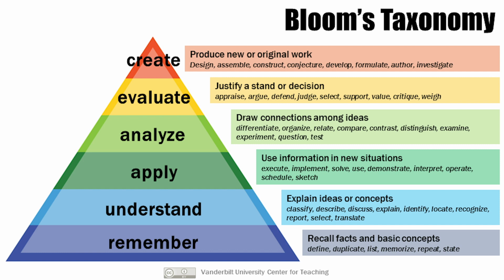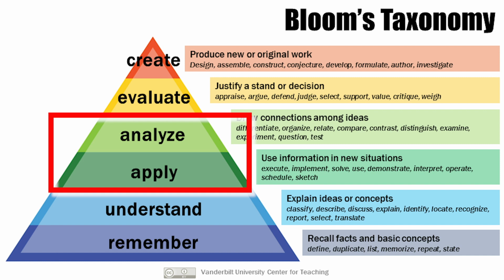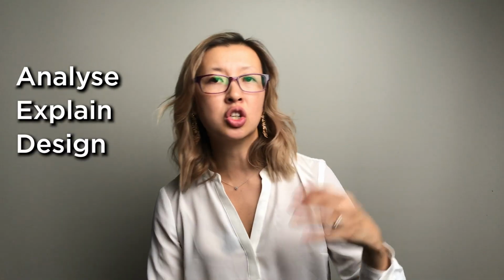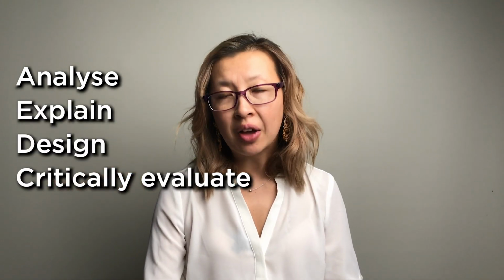Bloom's taxonomy explains what we expect students to do at basic levels, at medium or intermediate levels, and at advanced levels. So at entry level, for example, university degrees, it is to understand something, to remember something, to know something. As we get into professional qualifications, then those verbs, those learning objectives become much more complex. Things like analyze, explain, design, critically evaluate.